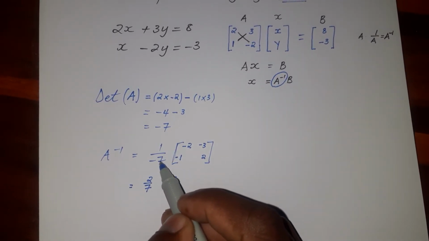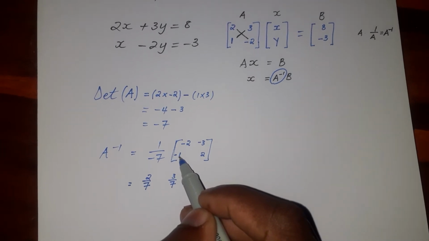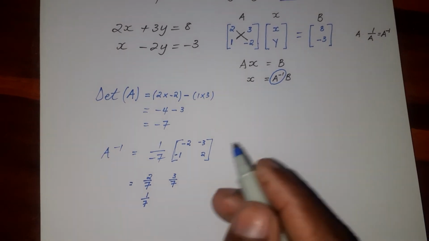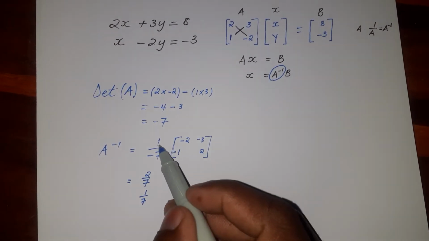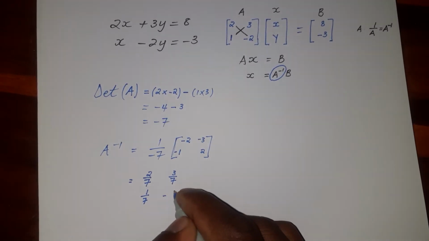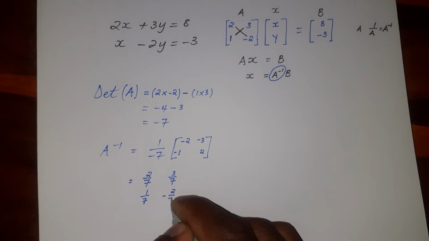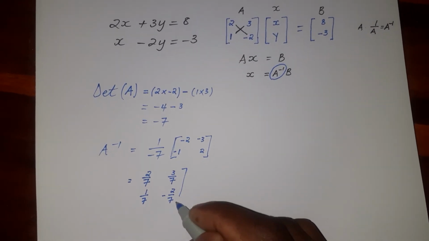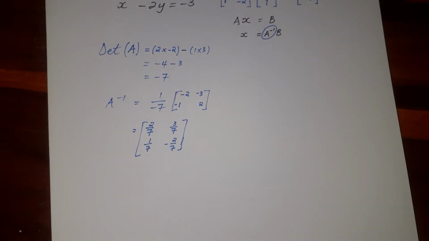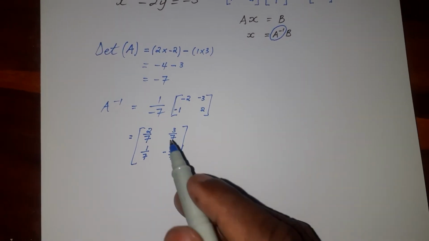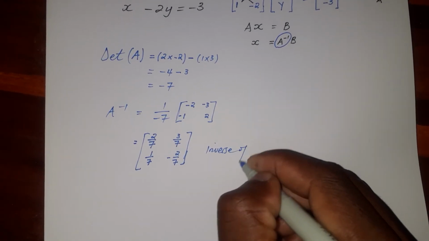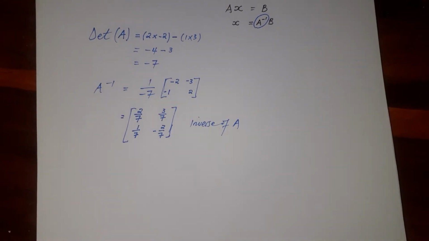1 over negative 7 times negative 1. We get positive 1 over 7. 1 over negative 7 times positive 2, we get negative 2 over 7. This should also be in square brackets, like that. That is the inverse of A.